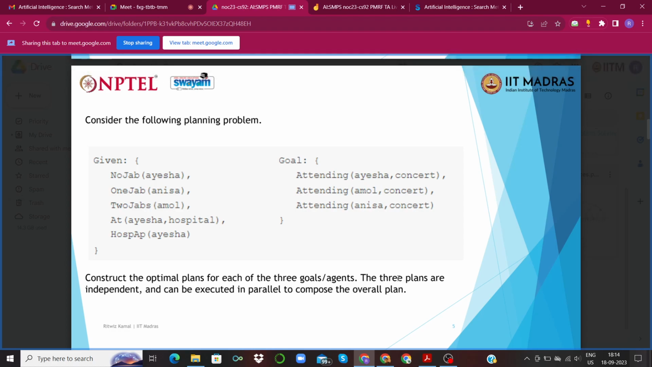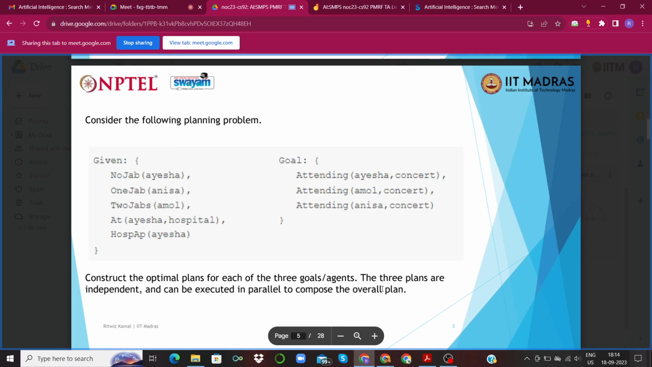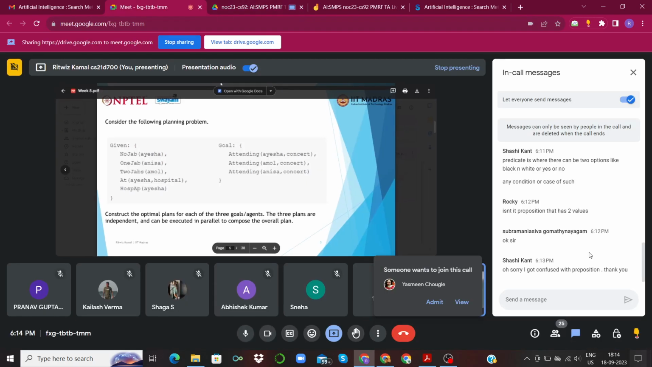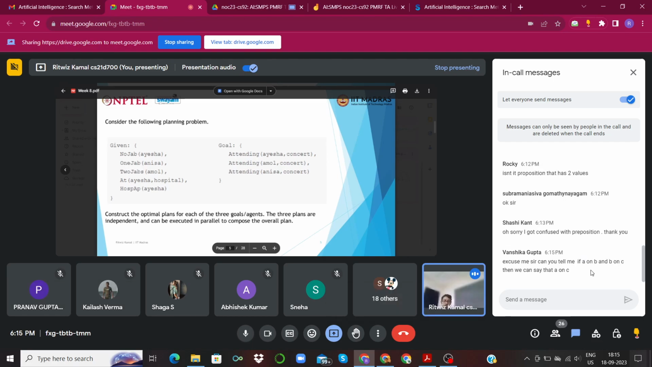We are also given that the three plans are independent and can be executed in parallel to compose the overall plan, right? Because the three subgoals deal with three distinct individuals, Aisha, Amol, and Anisa. So we can make plans for each of these independently and then club them together. That is basically the setting. Any confusion about the initial and goal states?